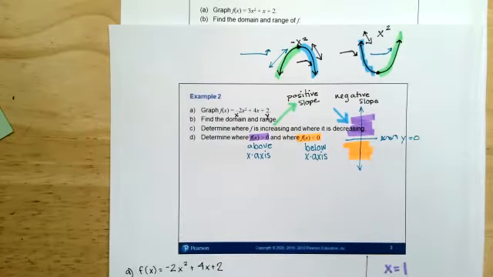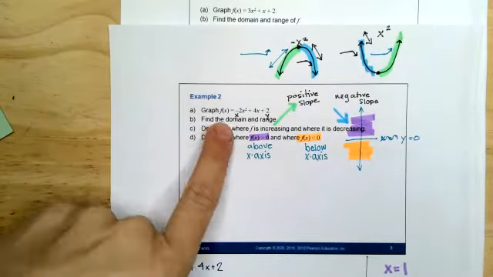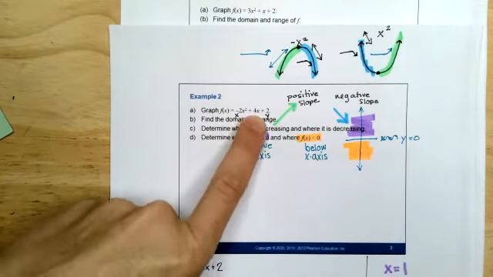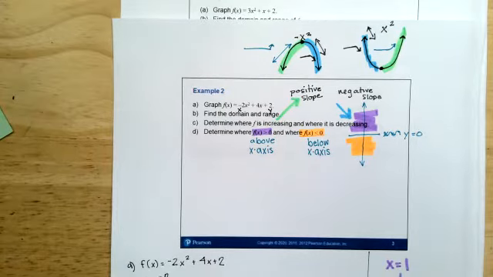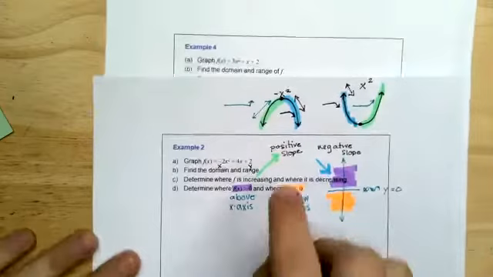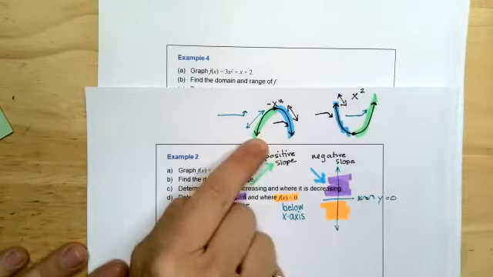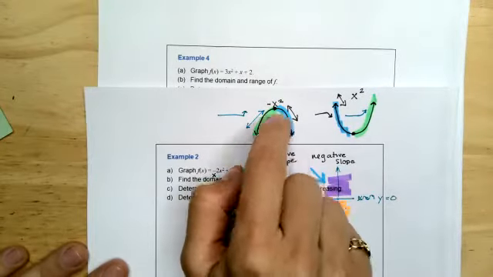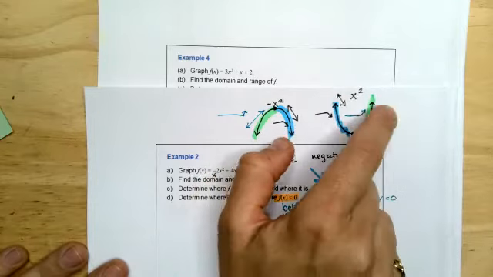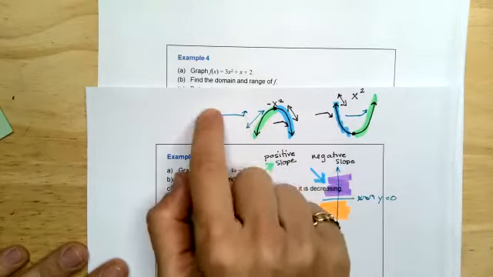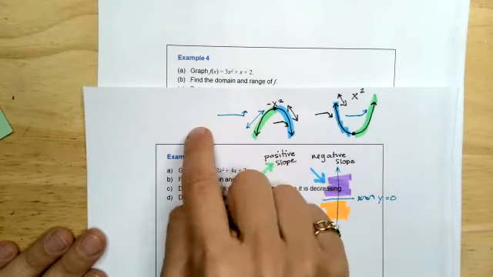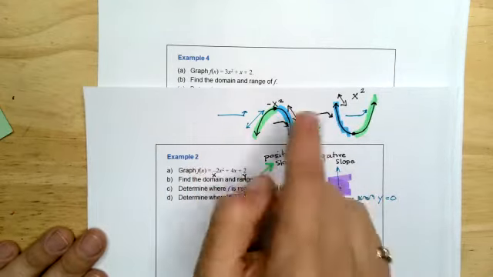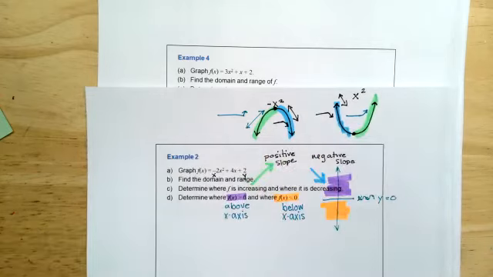What we did for example 2 was we graphed f of x equals negative 2x squared plus 4x plus 2. Now we need to find the domain, find the range, and determine where it's increasing and where it's decreasing. Remember, for increasing, ignore the arrows that you're putting to say that it goes on forever. Just think about how you're encountering the graph. Is the graph going up, or is the graph going down as you read it like you would read a sentence in a book?